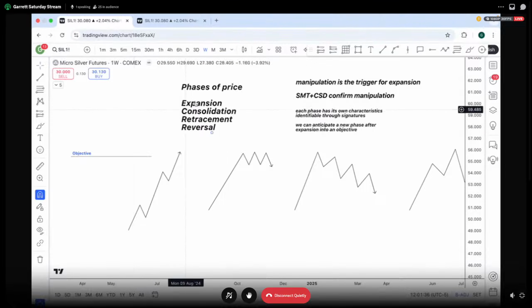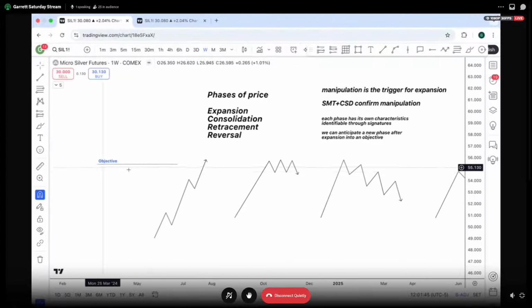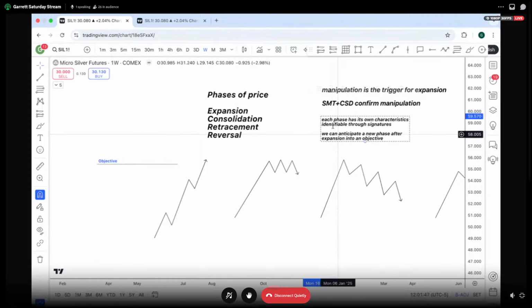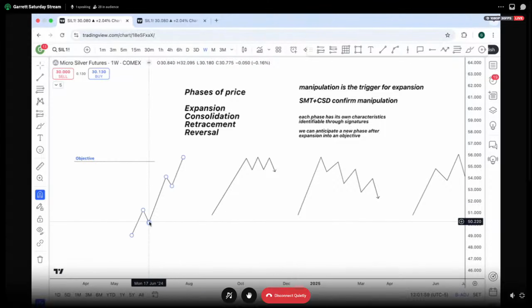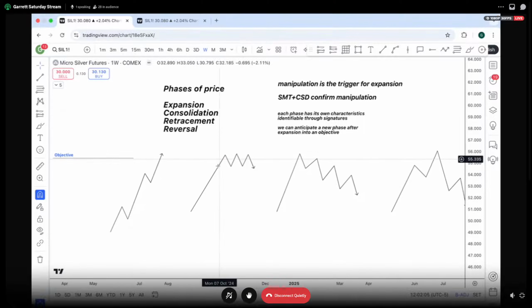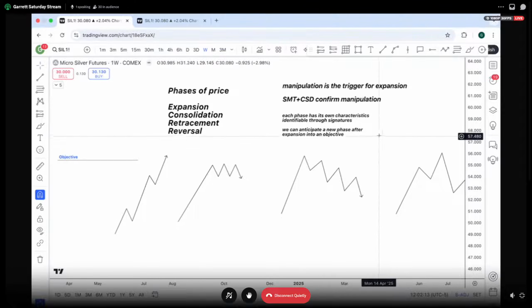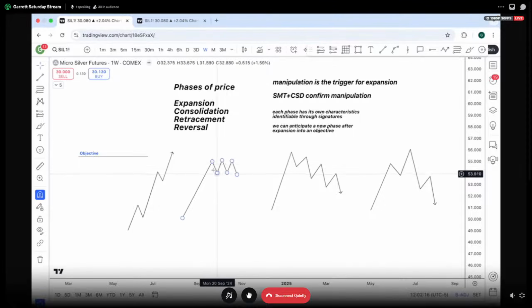Each phase of price, after expansion, we can get one of these phases into an objective. Each phase has its own characteristics identifiable through signatures. We can anticipate a new phase of price after expansion into an objective. I'm sure you've seen AM talk about this: we have three consecutive expansion days. This is all IPTA, or phases of price. So when we expand into an objective, we can either consolidate, retrace, or reverse. So what are the signatures of consolidation?